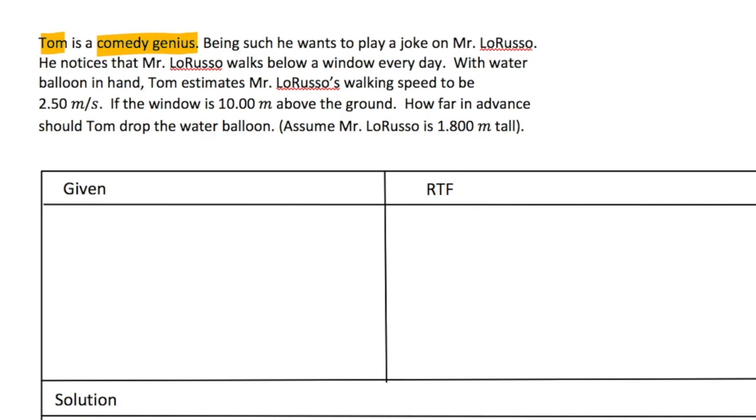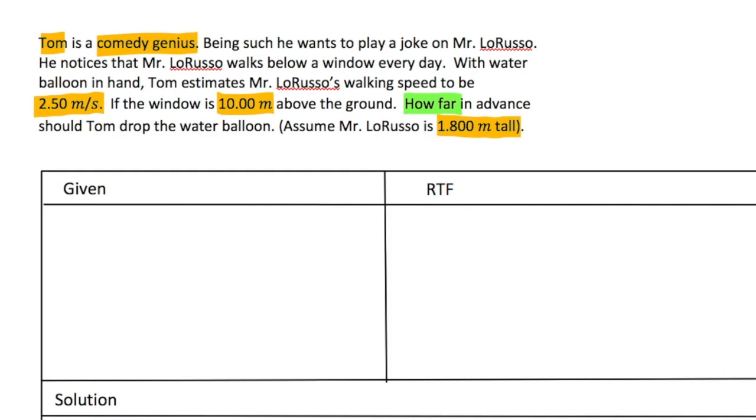Being such, he wanted to play a joke on Mr. LaRusso. He noticed that Mr. LaRusso walks below a window every day. With a water balloon in hand, Tom estimates Mr. LaRusso's walking speed to be about 2.5 meters per second. If the window is 10 meters above the ground, how far in advance should Tom drop the water balloon, assuming Mr. LaRusso is 1.800 meters tall?